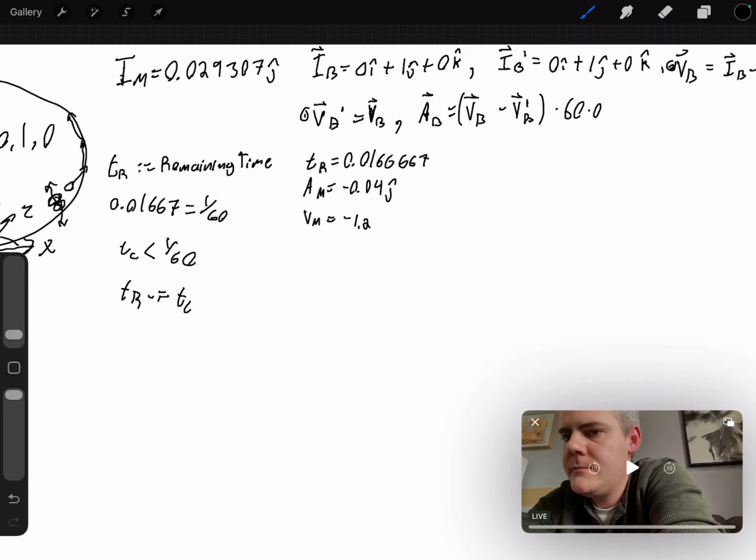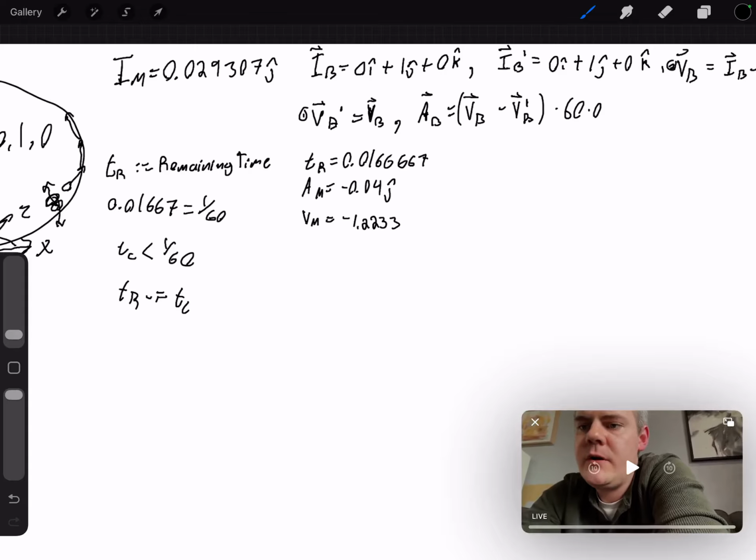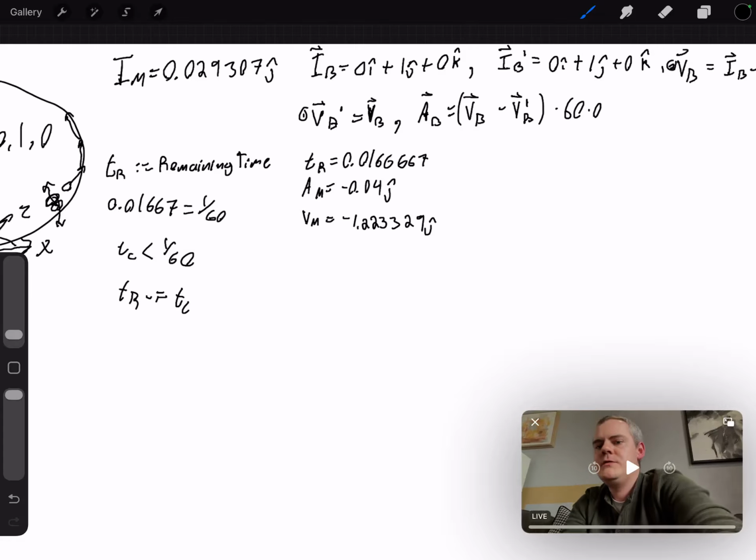So by the time we reach the bottom, the ball is moving downward at 1.22329 meters per second. And then the collision occurs.